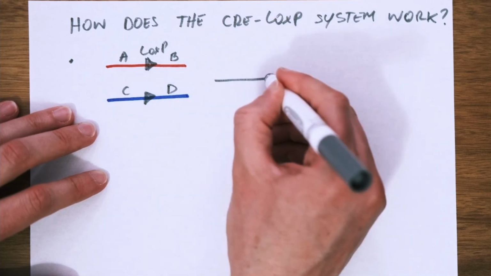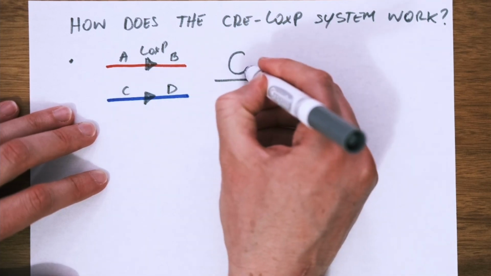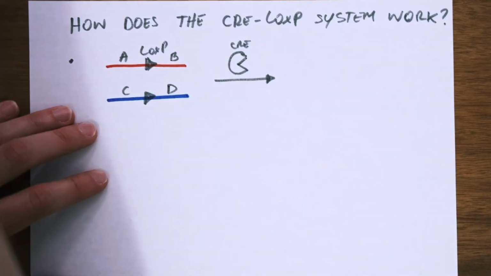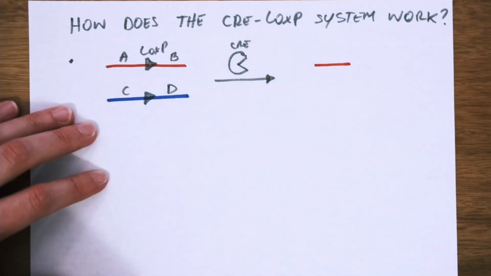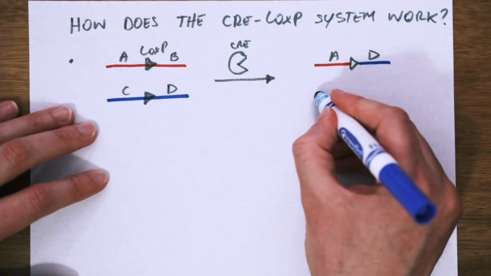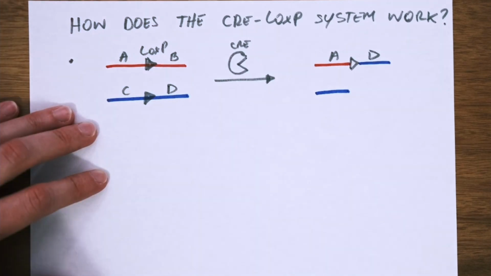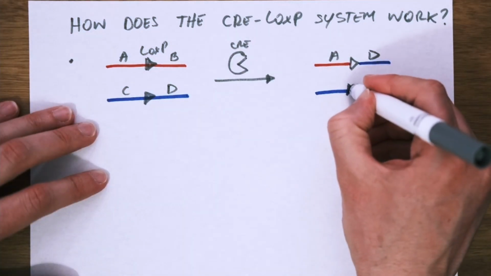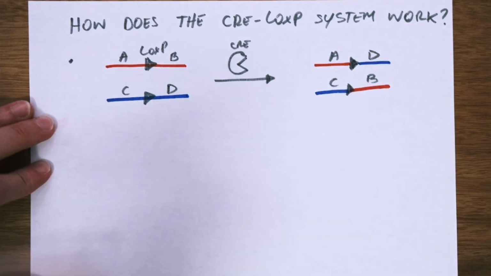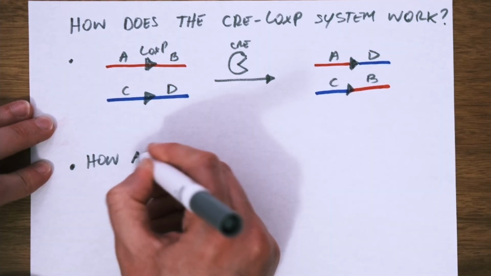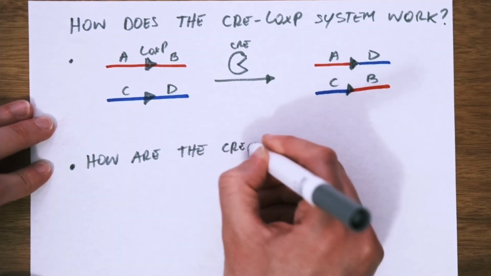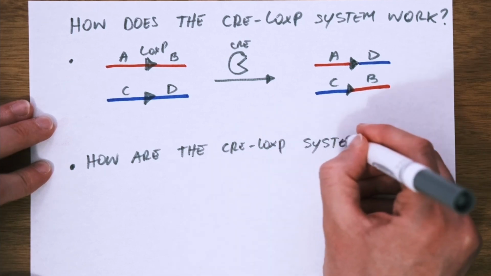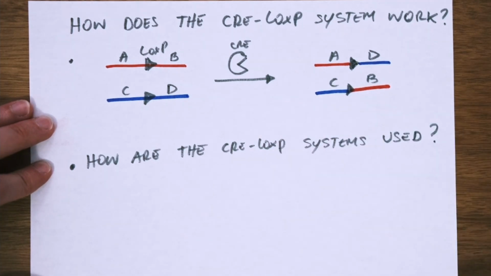So if we add a Cre recombinase to the mix, what will happen is that this A segment will be followed by the D segment, and conversely the C segment will be followed by the B segment. And of course we have the LoxP sites in the middle. So far so good, but how are the Cre-LoxP systems used? So the main use is the following.